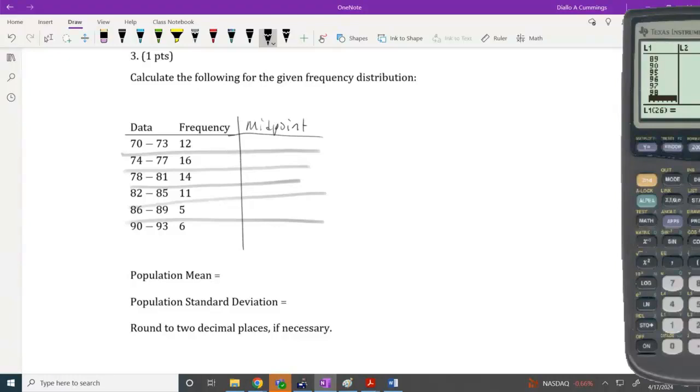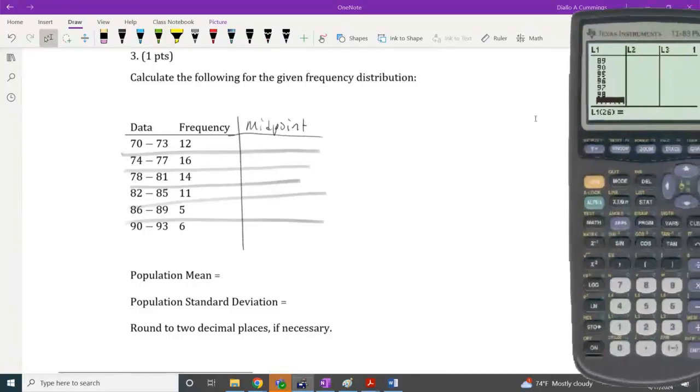Okay, and then we're going to go in our calculator and we're going to put in the midpoint as list 1. We're going to put in the frequency as list 2, and then we're going to use that one variable statistic. Okay. All right, so here again, we got to find the midpoint. So remember the formula for the midpoint was the lower limit plus the upper limit divided by 2.